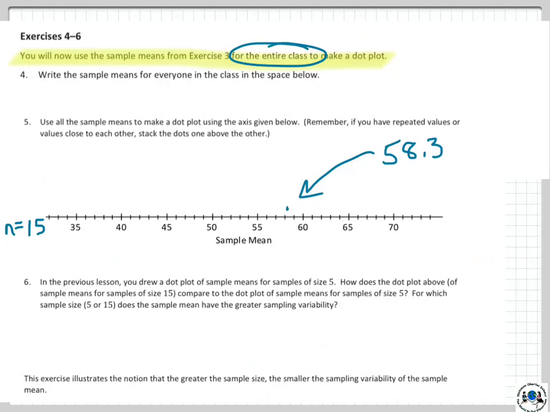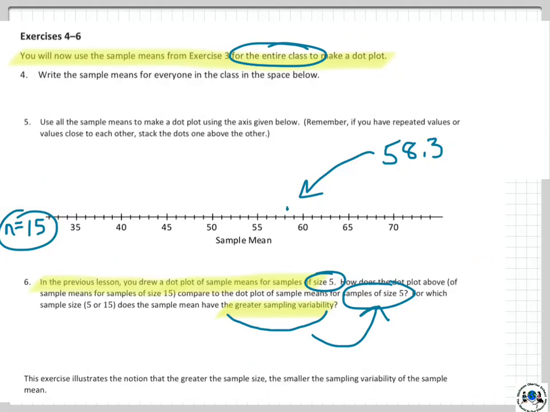So again, in the previous lesson, you drew a dot plot with the sample size of 5, if you remember. How does the dot plot above, with n equal 15, sample size being 15, look compared to the sample size of 5? And which do you think has the greater sampling variability? The greater sampling variability is, you can't guarantee anything, but it won't always, going to be with the smaller sample size.